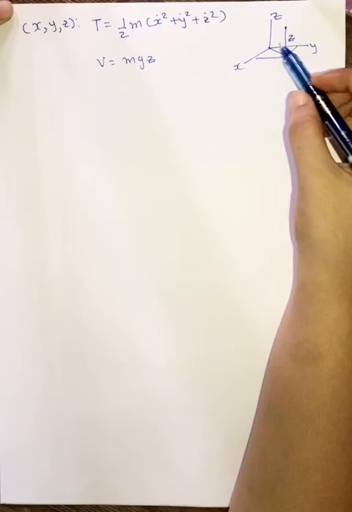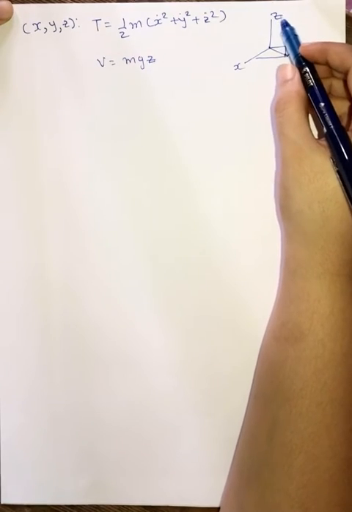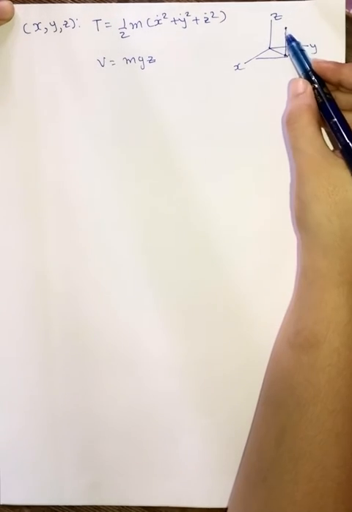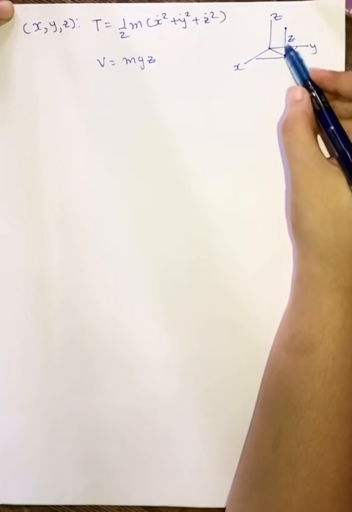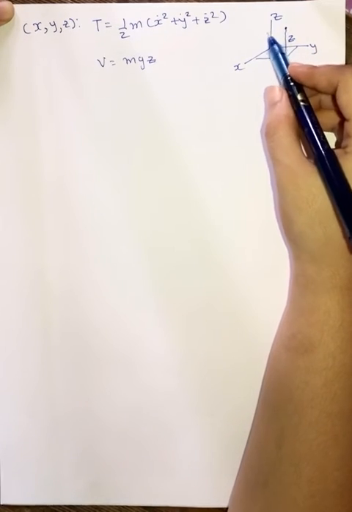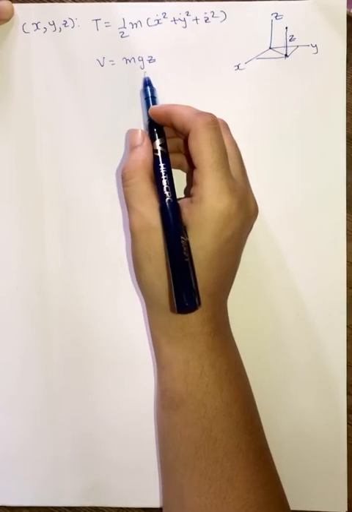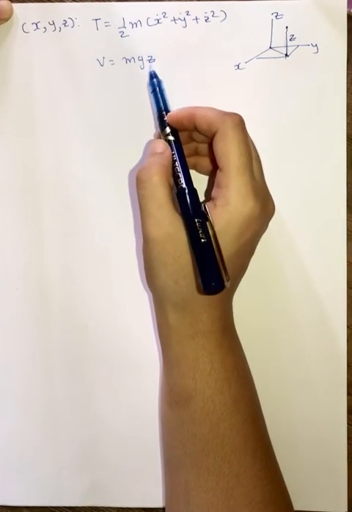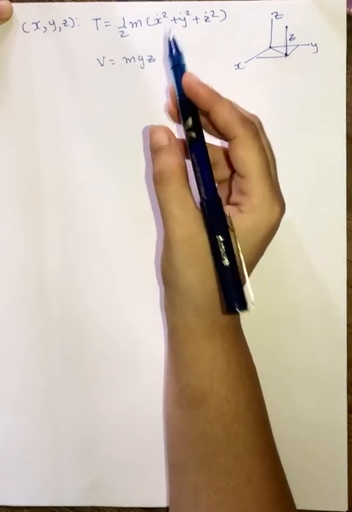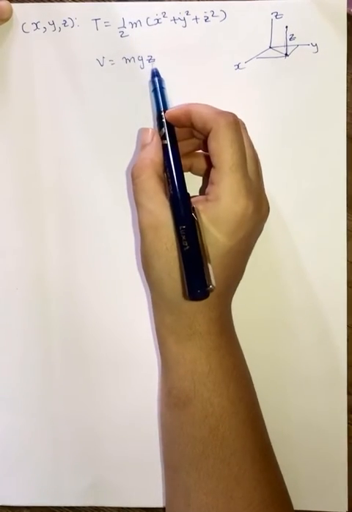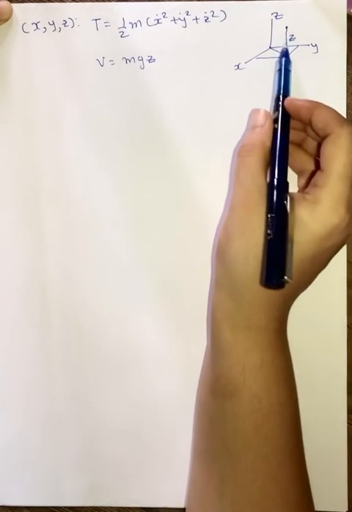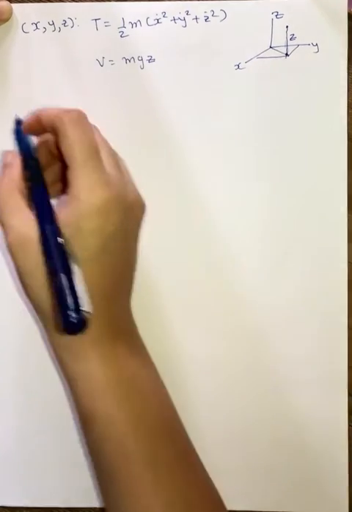But if I am taking, let's say, this as my x-axis, then mgx will be my potential. So you have to see what height you are taking and what coordinate is associated with it. I am just making a general structure of the kinetic energy and potential for different coordinate systems. You can make it as a note, but keep in mind that this is not a rigorous formula. It can change case by case. This is just a general structure.